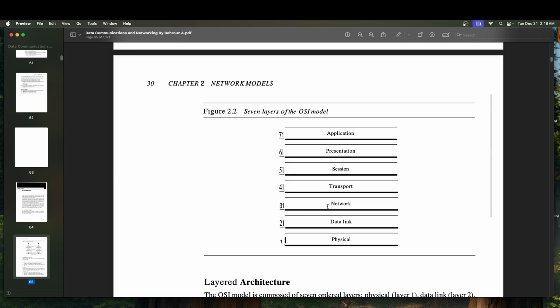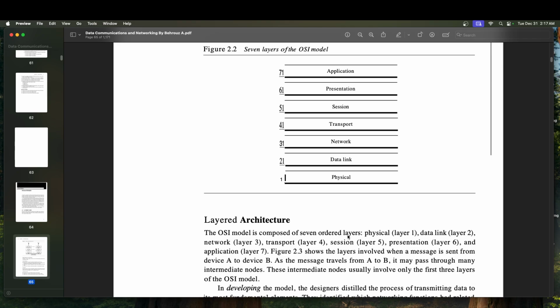Now OSI has 7 layers. Starting from the top: application, presentation, session, transport, network, data link, and physical. It can also be remembered as: All People Seem To Need Data Processing, or as in the lecture, all people seem to need data for physical communication. Now, the layered architecture: the OSI model is composed of 7 layers: physical layer, data link.